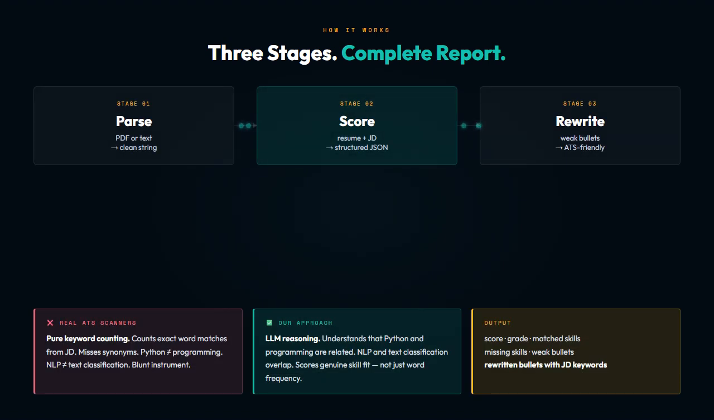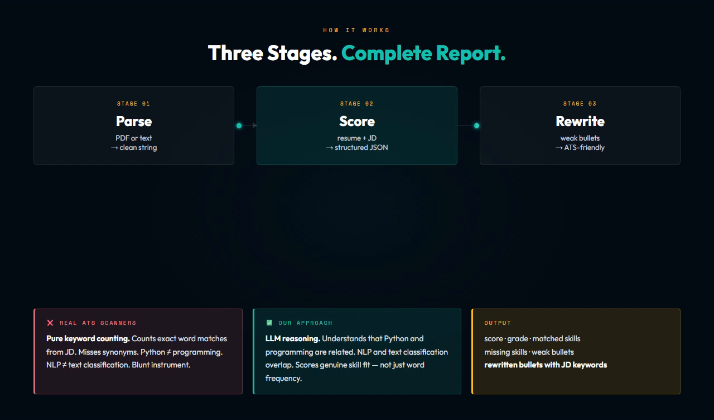A real ATS scanner does keyword matching. Our bot does something smarter. It asks an LLM to reason about the match, not just count words. That means it understands that Python and programming are related. A pure keyword counter misses that. 3 stages. Parse. Score. Rewrite.